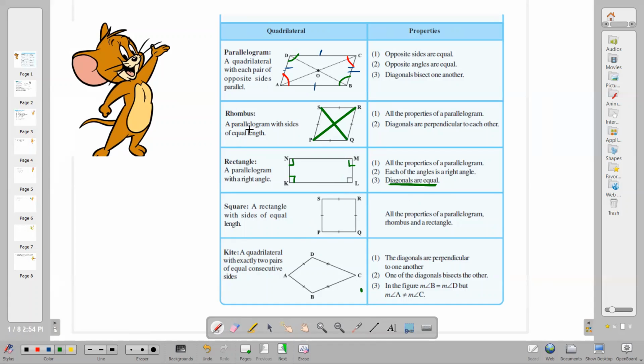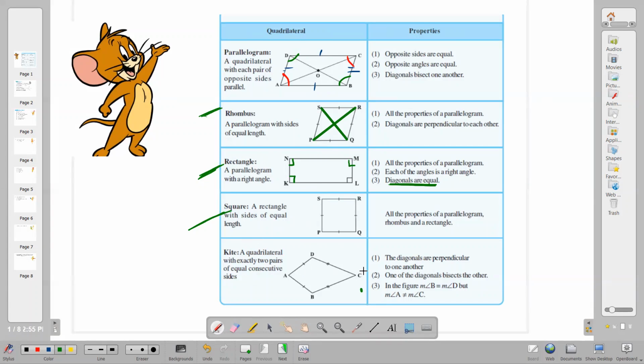Okay. Rhombus के लिए all properties of parallelogram including diagonals are perpendicular to each other. Rectangle में एक और property add हो जाएगी, 90 degree. All angles are 90 degree and diagonals are equal in length, whereas here diagonals are perpendicular. यहाँ पे perpendicular है, यहाँ पे equal in length है, और square के अंदर parallelogram की भी, rhombus की भी, rectangle की भी सारी properties हैं.